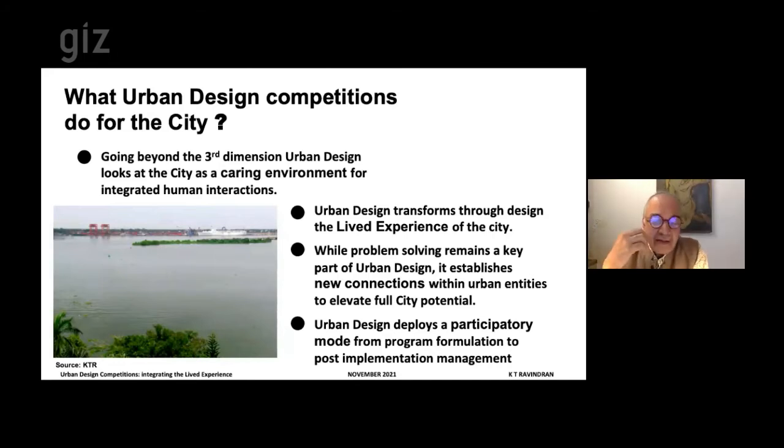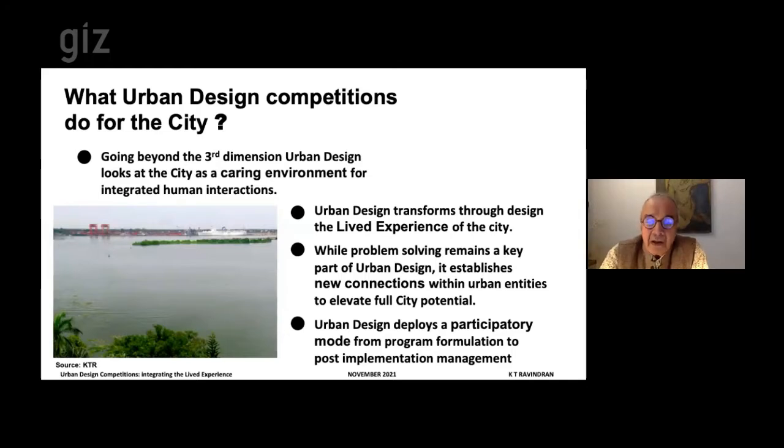I think that's the primary takeaway: in an urban design scheme, it's able to physically touch the lives of people through the quality of life that one creates on the ground. Now, urban design transforms through design the lived experience of the city. It's not just about how well you regulate activities or what kind of rules and regulations you have in place, but about the totality of the lived experience of the human being. So a humanized approach, a caring approach towards the city will actually touch the lived experience of the users of the city.